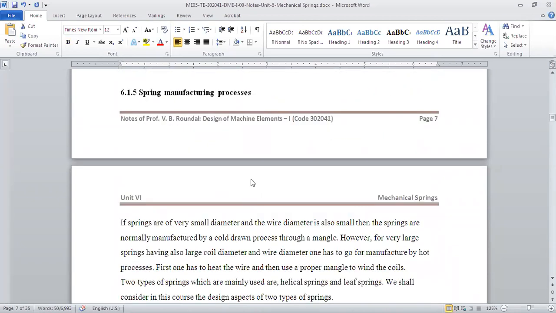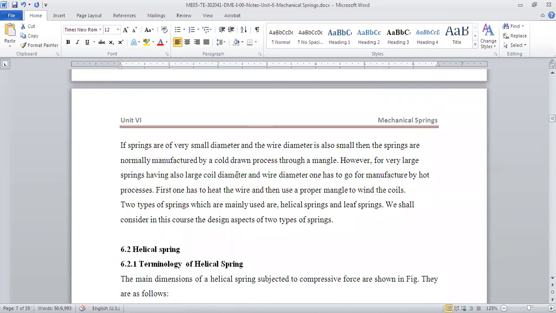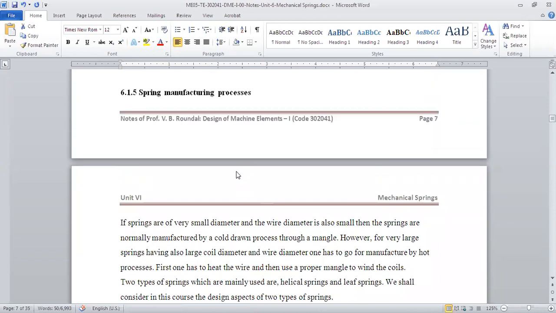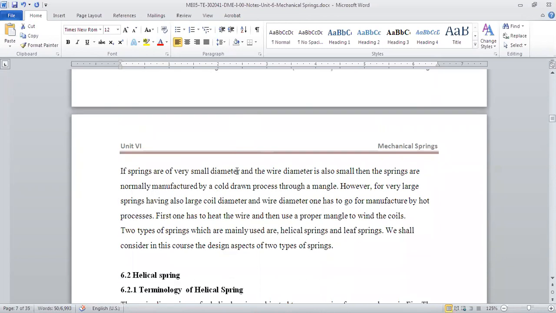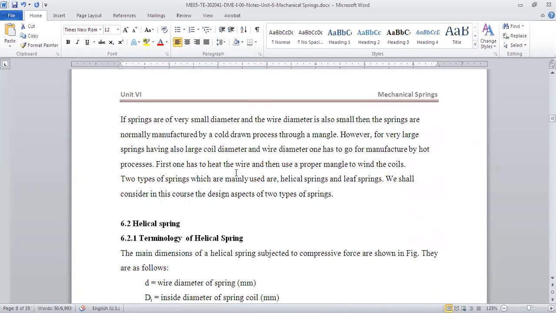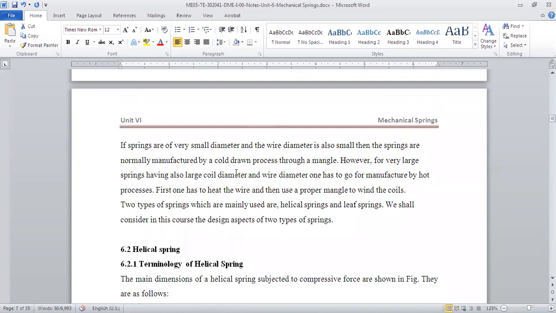Okay. So now different types of manufacturing are used. Basically, it may be hot drawn or cold drawn, depending on the size. If it is a small diameter, then it is cold drawn. Cold drawn means the temperature will not be increased, and it will simply be turned into coils. But for large springs, it will be difficult. So at that time, by hot working, we will be increasing the temperature of the wire, and then we will be drawing it into coils, right?